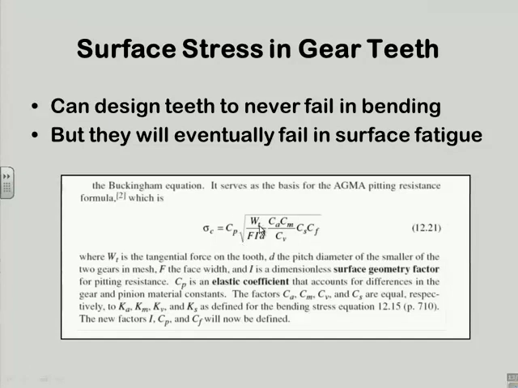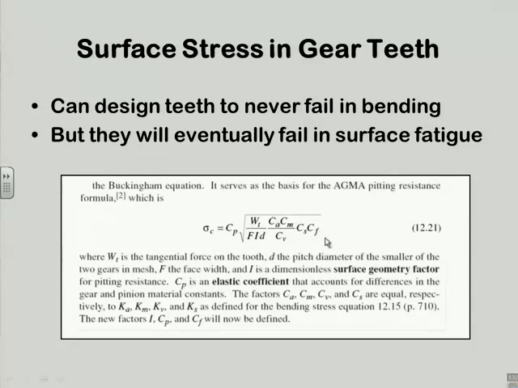We got WT, which is the tangential load. F is the face width. D is the pitch diameter. And I is the analog of J. It's a different factor, but it's, in quotes, the J for surface conditions as opposed to bending. Okay? Doesn't look anything like J in terms of the mathematics, but it's serving the same purpose.